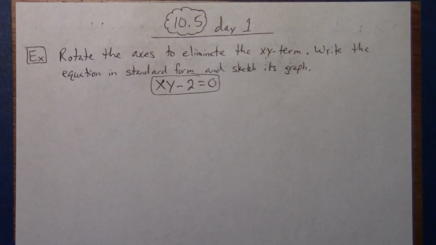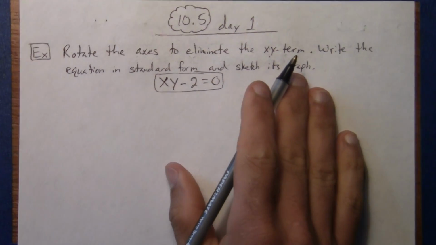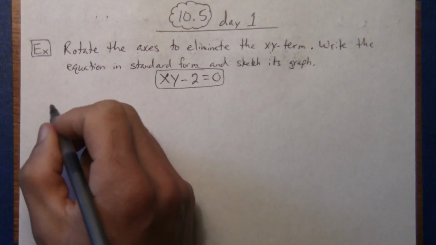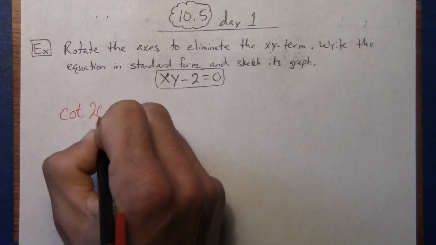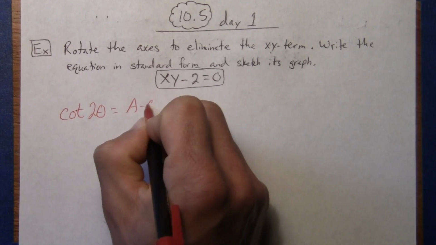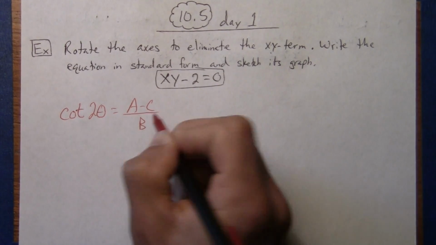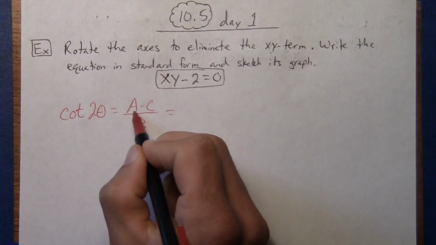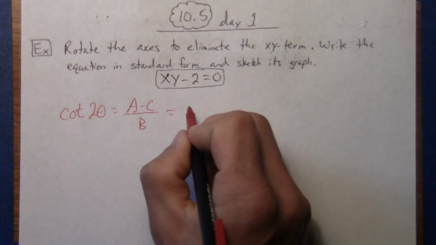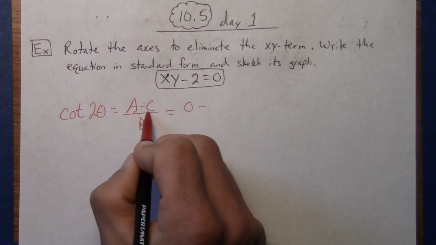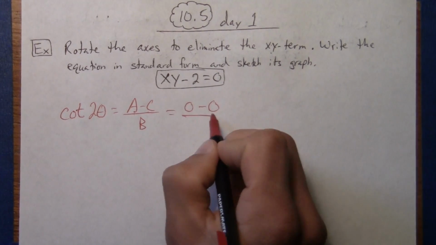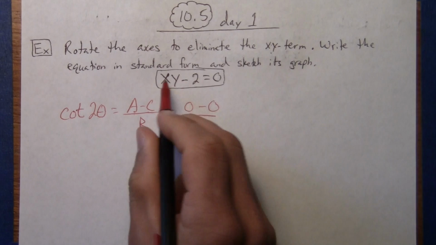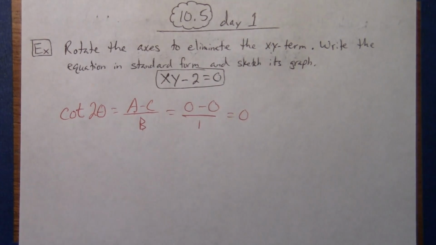So looking back at our formulas, to start with, you want to find the angle of rotation, sort of. So you're going to say that the cotangent of 2 theta is equal to, remember the handy little formula, a minus c over b. Well, a is the number in front of x squared. I don't have one, so it's 0. Minus c is the number in front of y squared. I don't have one, so it's 0, divided by b, which is the number in front of the xy term, which is 1.